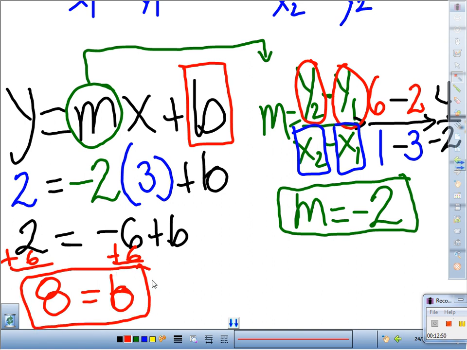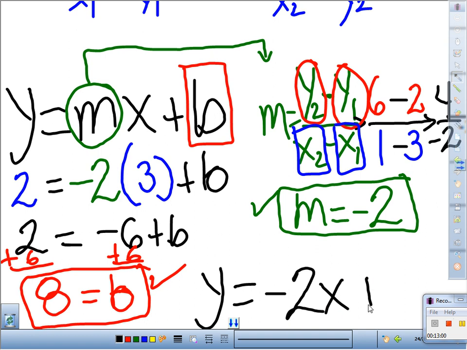Do we have a y-intercept? Yes. Do we have a slope? Yes. Can we write our equation now? Yes. Y equals negative 2x plus 8.